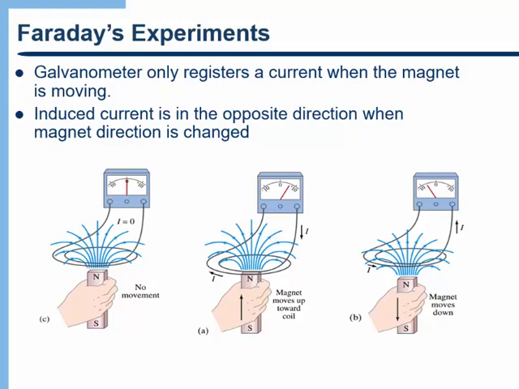A couple important things to notice. When you push the magnet towards or into the coil, he got a current in one direction. When he pulled it back, he got a current in the other direction. Also, if you just hold a magnet stationary by a coil of wire, nothing happens. You don't get a current unless there's a change in the magnetic field going through the coil.